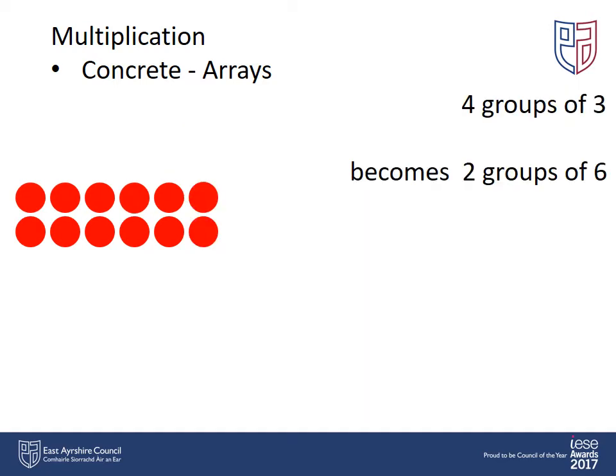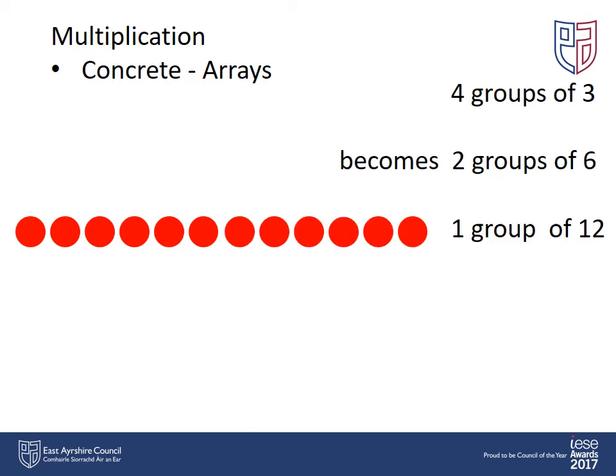We could also have an array of 2 groups of 6 counters, or 1 group of 12 counters. In these arrays, the numbers we have used have been 1, 2, 3, 4, 6 and 12. These numbers are all the factors of 12.